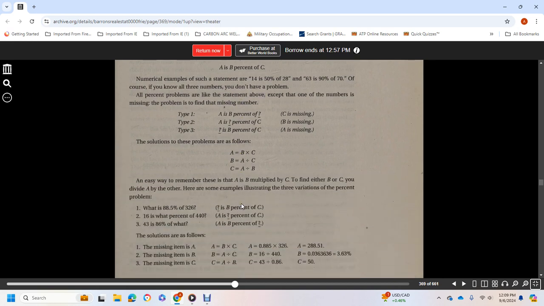A is B percent of C. Numerical examples of all problems are likely a statement, except that one of the numbers is missing, and the problem is to find that number. Solutions of these problems: A equals B times C, B equals A divided by C, C equals A divided by B. An easy way to remember: A is multiplied by C to find A, and to find either B or C, divide A by the other. Examples illustrate the three variations of percents.